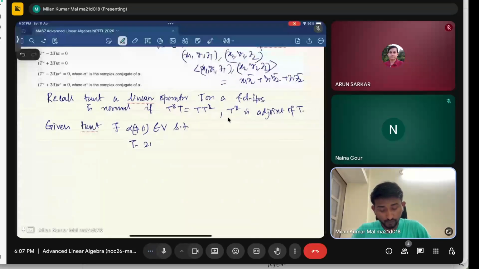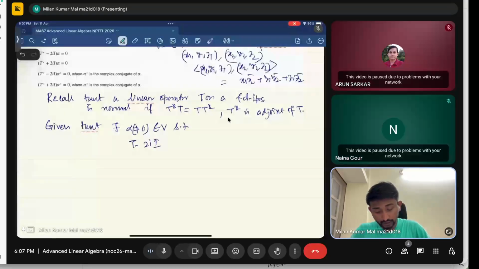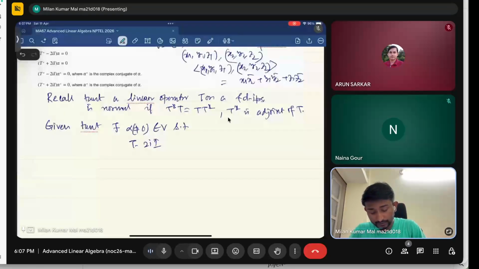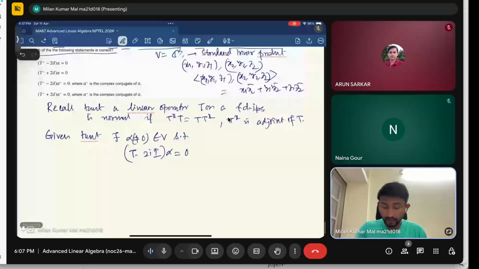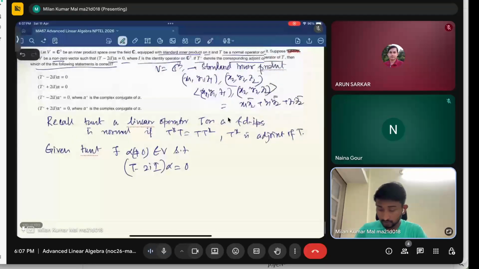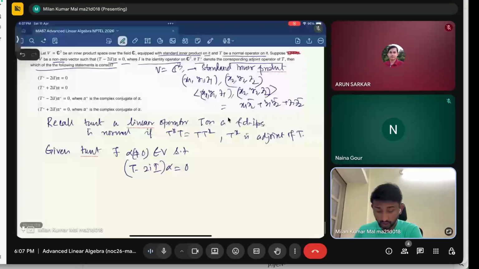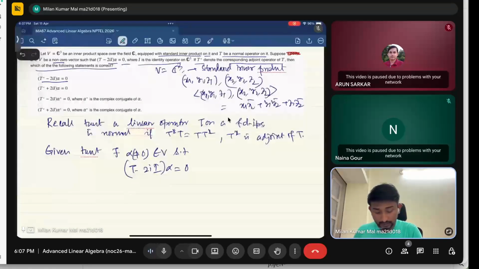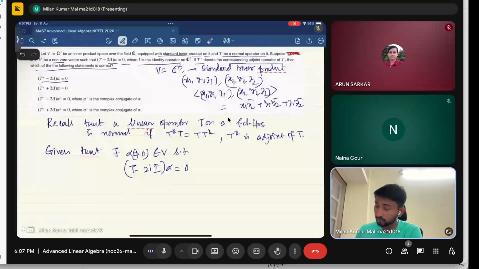Which of the following statements is or are correct? Here are the statements: T star minus I, T star minus 2I alpha equals 0; T star plus 2I alpha equals 0; T star minus 2I alpha star equals 0, but alpha star is the complex conjugate of alpha; and T star plus 2I alpha star, where alpha star is the complex conjugate of alpha.